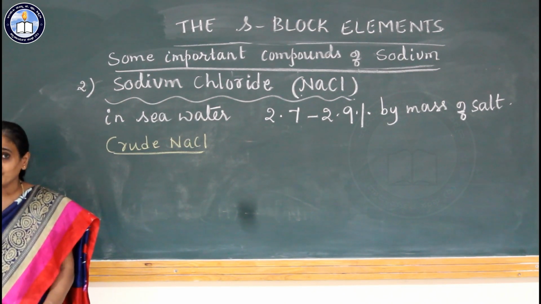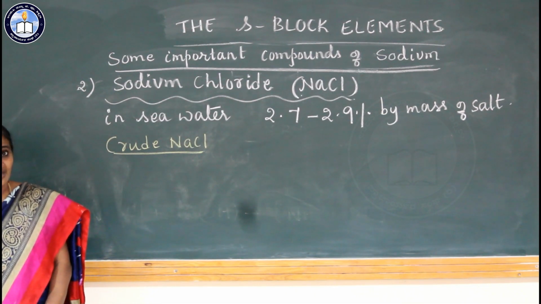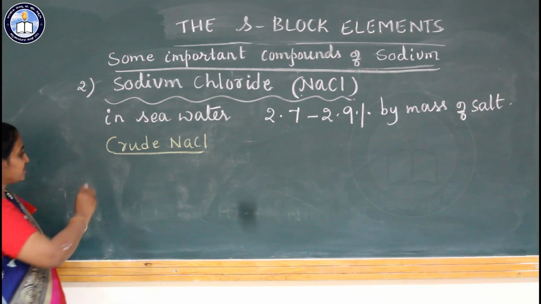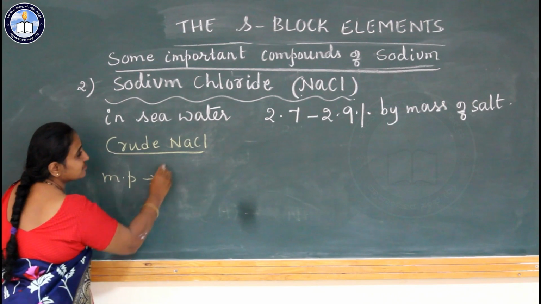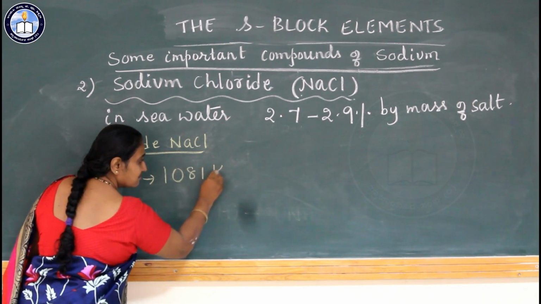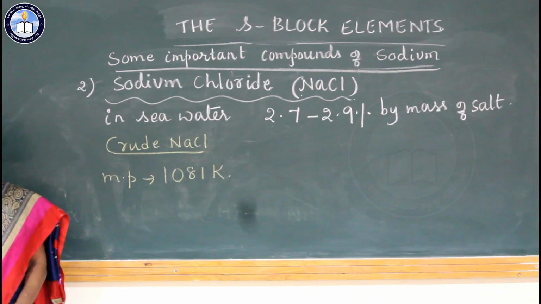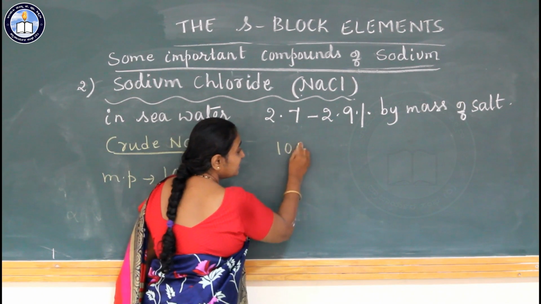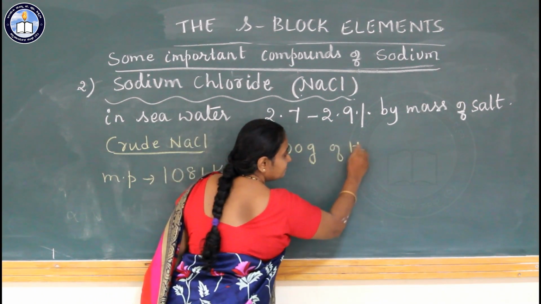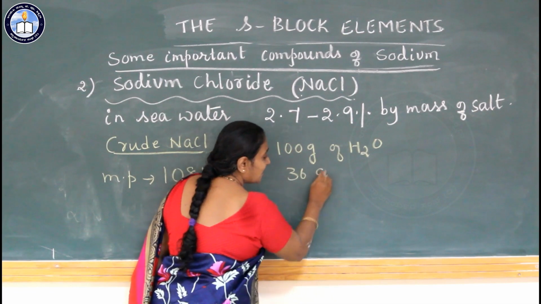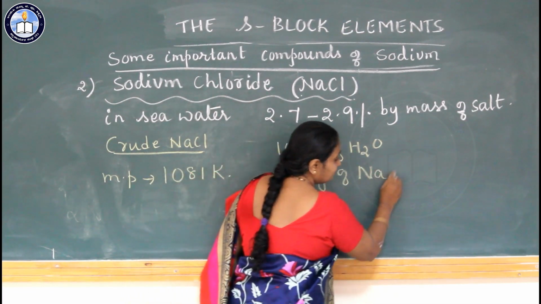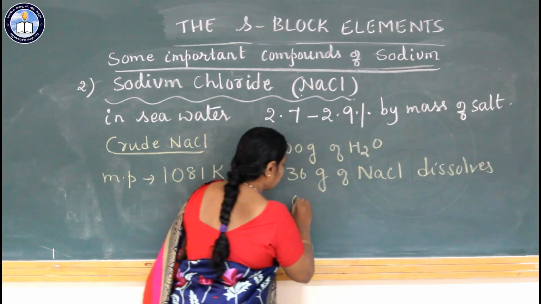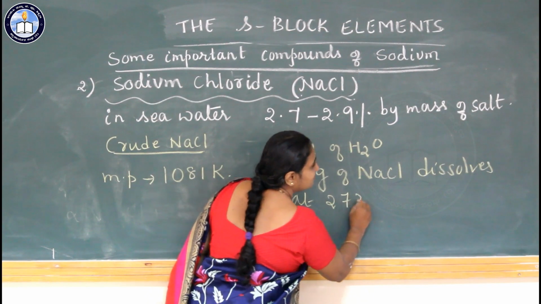What are the properties of sodium chloride? Sodium chloride is a white crystalline solid. Its melting point is 1081 kelvins. Its solubility is, when you take 100 grams of water, 36 grams of sodium chloride dissolves at 273 kelvins.